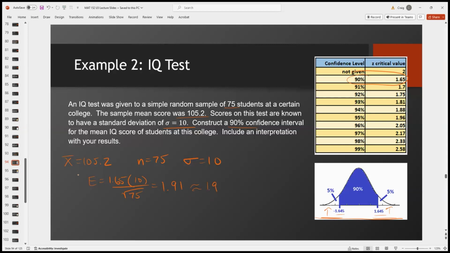And so then to find the confidence interval, we're going to add 1.9 to 105.2. And we're going to subtract 1.9 from 105.2. 107.1, and then if we subtract, if I hit the right buttons in the calculator, 103.3. So we can be 90% sure, or 90% confident, that the values will fall within 103.3, the values for the IQ score, and 107.1.